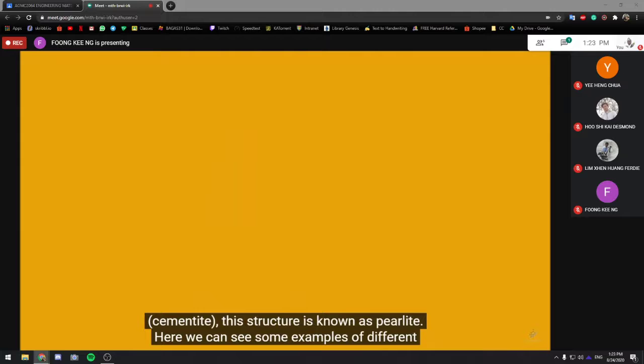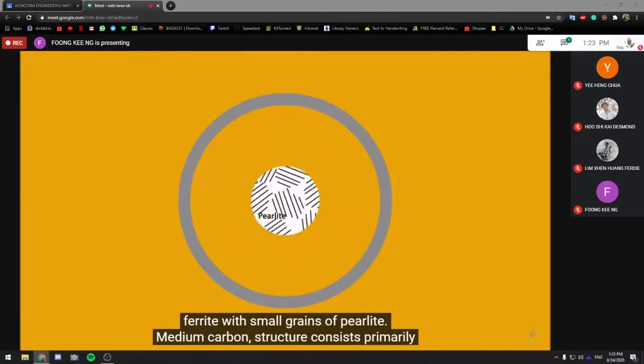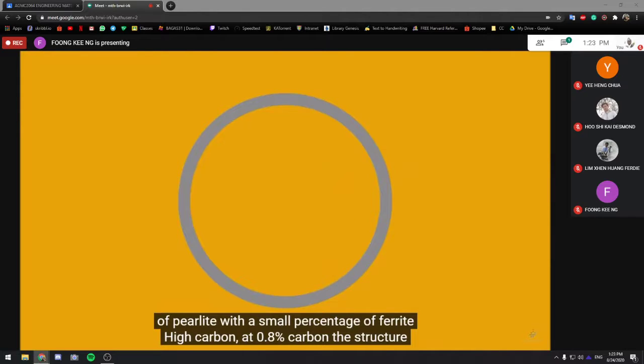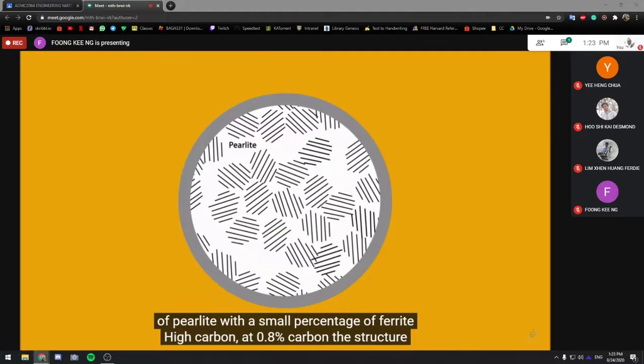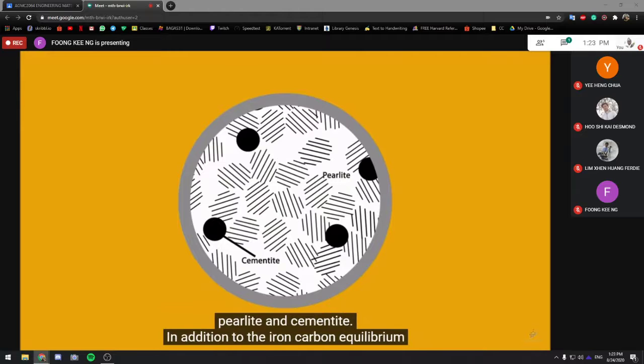Here we can see some examples of different carbon contents and the structures produced. Low carbon. Structure consists primarily of ferrite with small grains of pearlite. Medium carbon. Structure consists primarily of pearlite with a small percentage of ferrite. High carbon. At 0.8% carbon, the structure consists of pearlite. Above 0.8% carbon, the structure consists of pearlite and cementite.